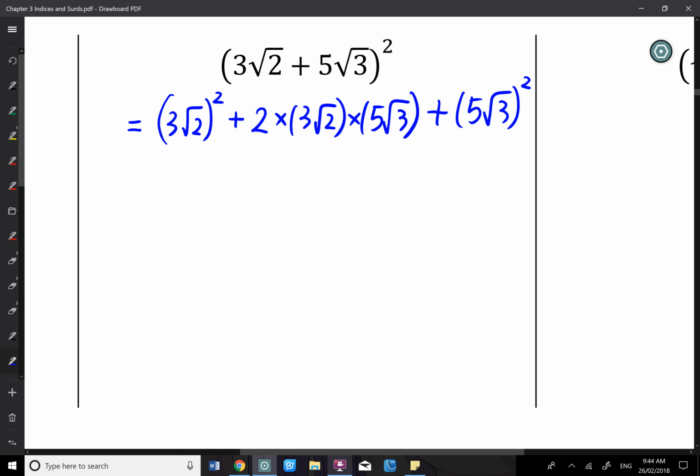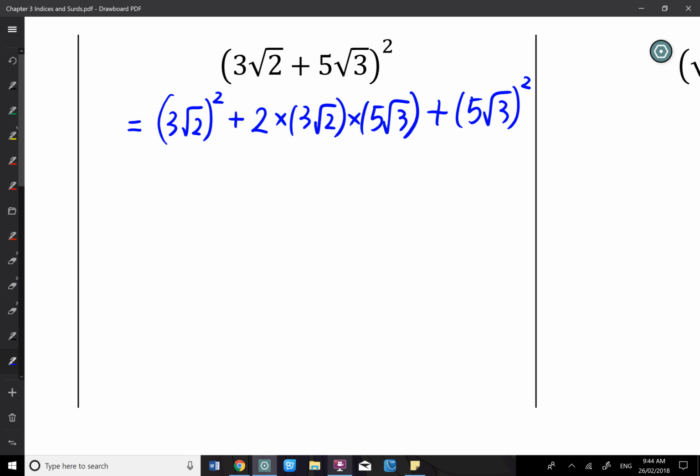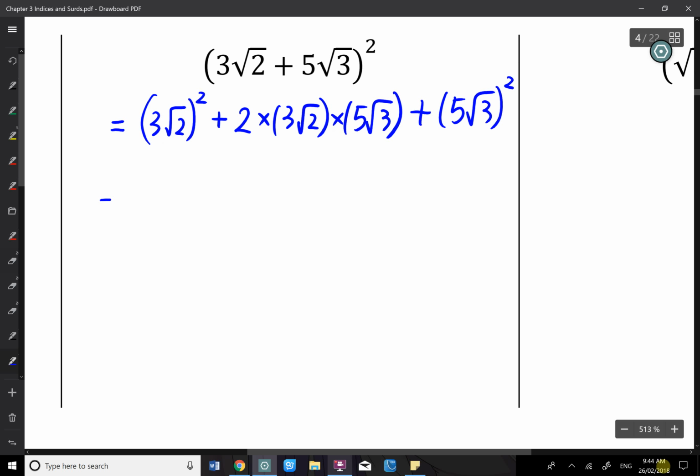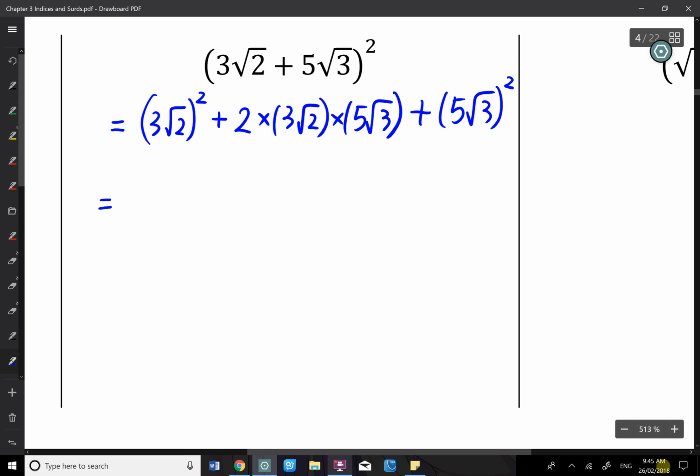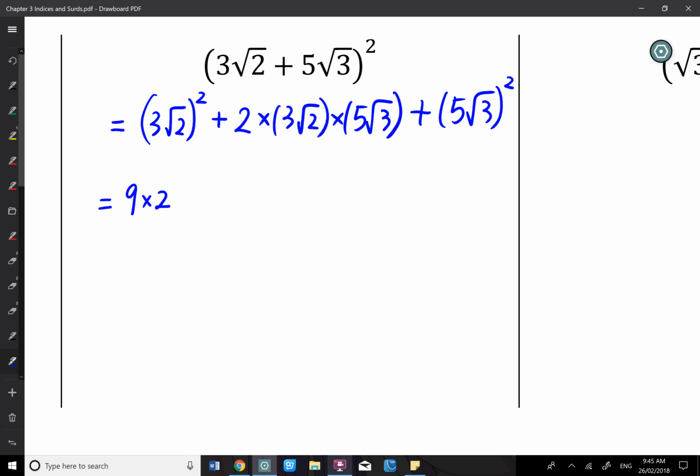When you're not familiar with the calculation of surds, do not do it too quickly, just do it step by step. Okay, when a surd gets squared, we need to square the integer and we also need to square the surd itself. So we'll have 9 times 2 from the first bracket. It's 3 squared, which gives you 9, and root 2 times root 2 will give you 2.